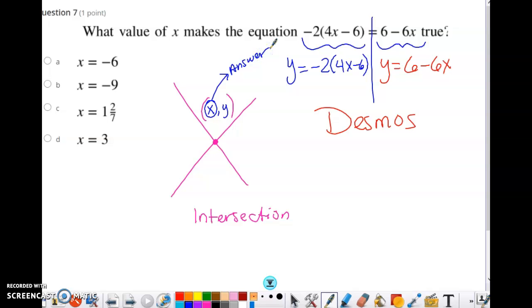Okay, so go ahead, type this in y equals, this in y equals, and go see where they cross. And your answer is the first number that pops up. But make sure that it's where they cross. It's not an x-intercept or a y-intercept. Okay, go ahead. Get it done.